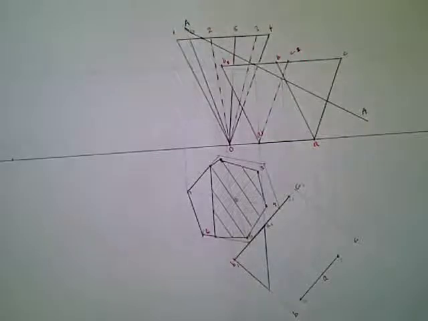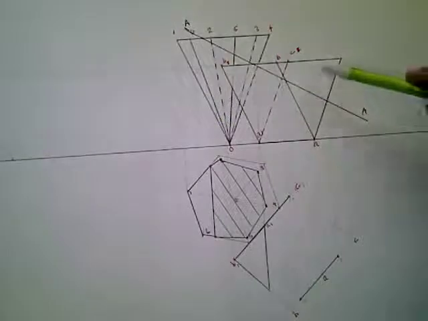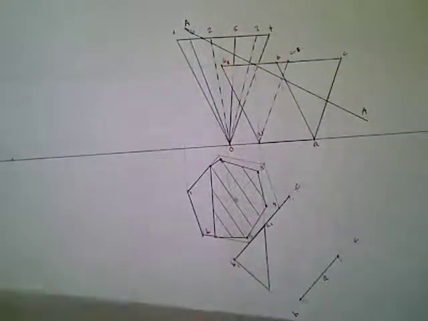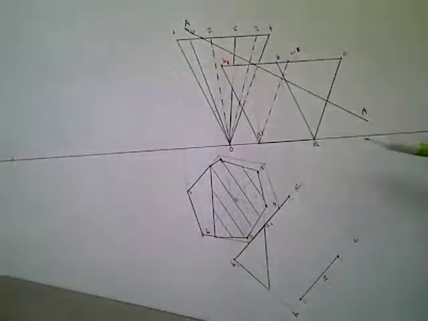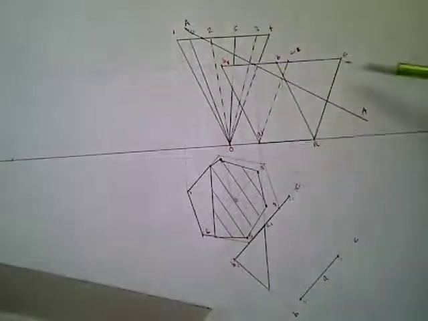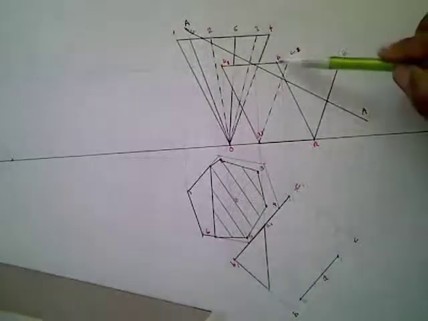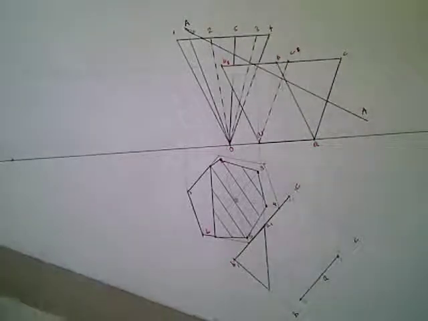Now we are joining A to A. It's a prism. A to A, B to B, C to C. It's a prism. It's not a pyramid. We don't join to zero. It's a prism. A to A1, B to B1, C to C1. That's how we join them.